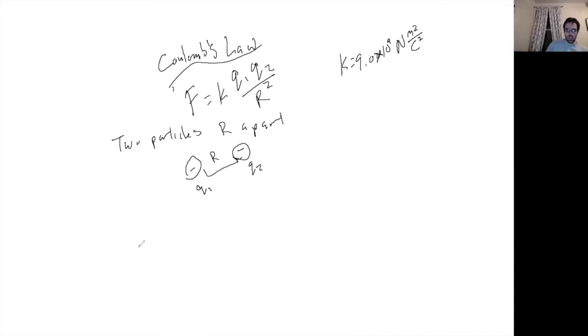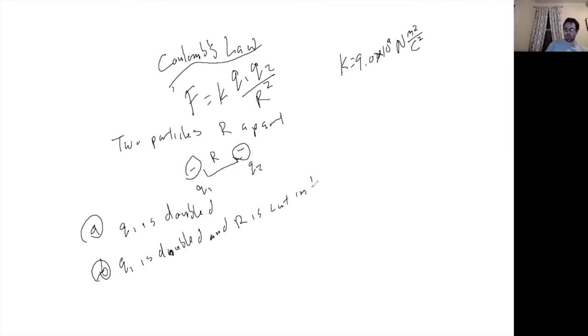I want to know what will happen if A, Q1 is doubled; B, Q1 is doubled and R is cut in half, meaning I'm twice as close, so this R is half as big now; and C, all values, meaning Q1, Q2, and R, are doubled. And the question is always, what happens to the force?